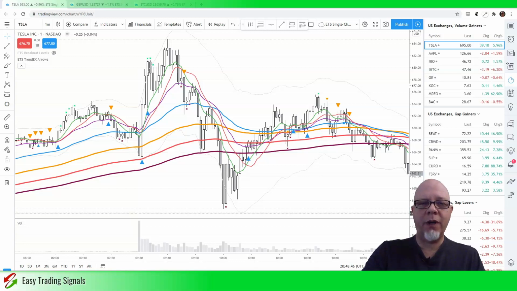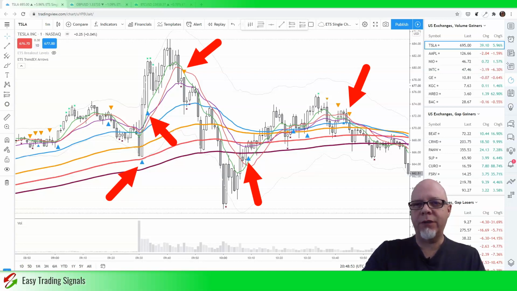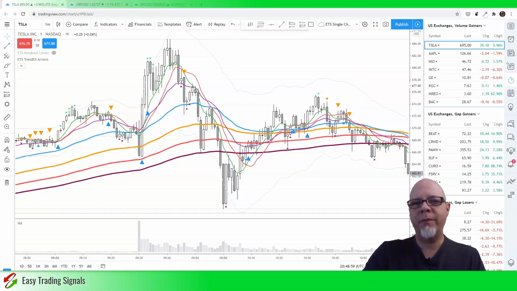a brand new, updated and upgraded indicator called the ETS Trend Early Cross Arrows. What it does in a nutshell is to try and give you the best possible entry points on practically anything that you want to trade on practically any time frame.